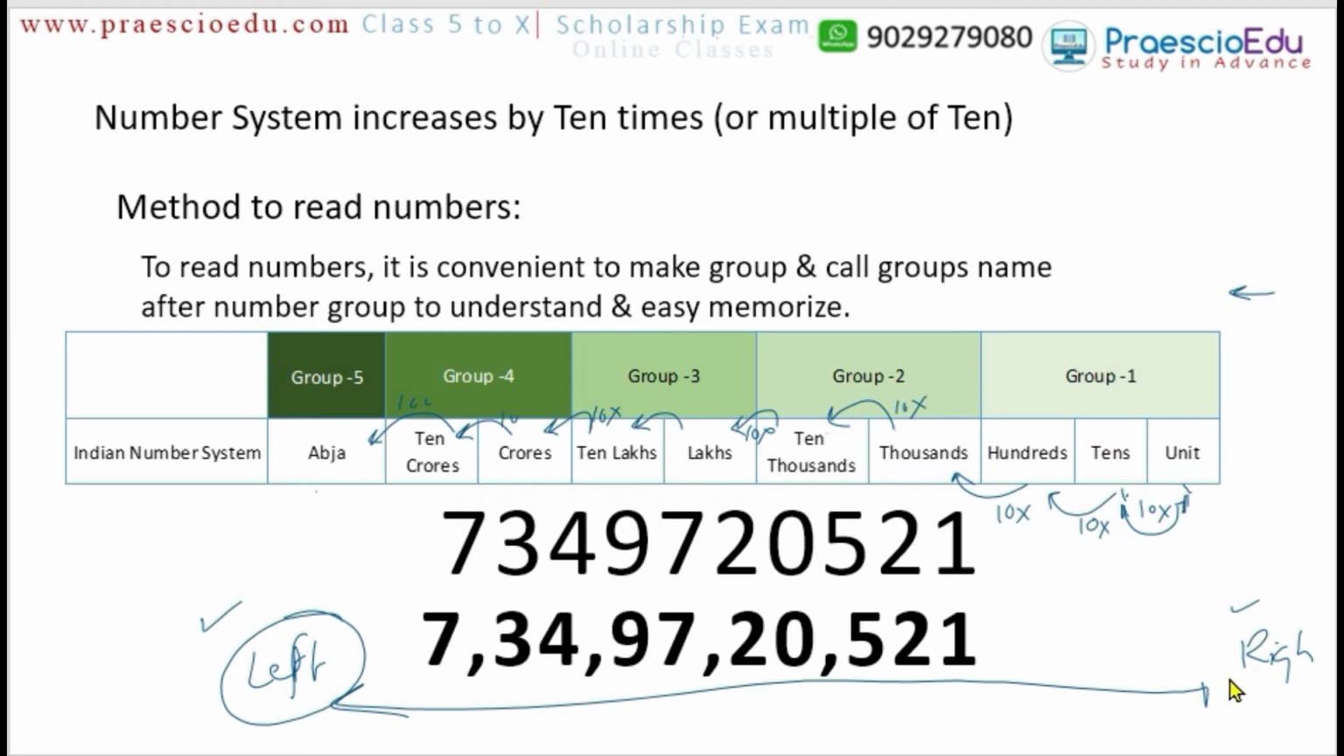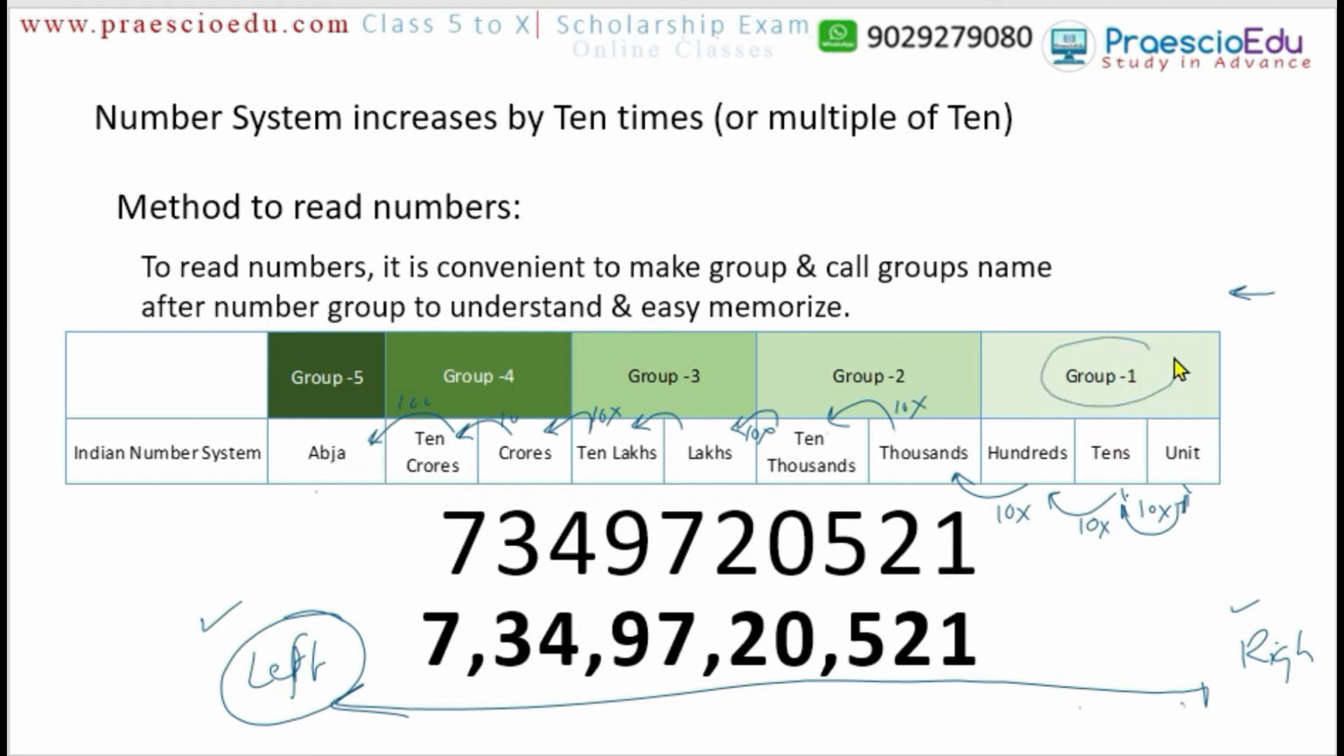But now how can we read it? In reading time we cannot read from the right. At writing time we can identify the place values from the right, and then we can say something lakhs, or something thousand, or something crores. But to read it very easily, and to visualize or identify what place values the number has, we make some groups.